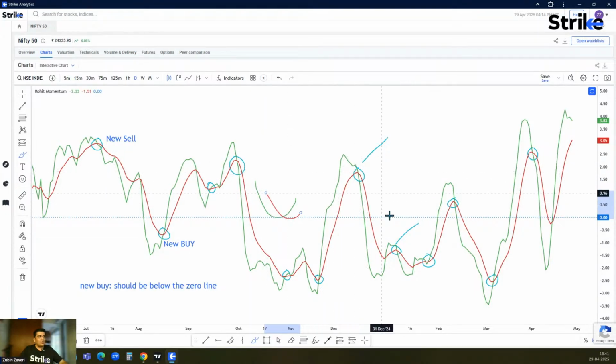Similarly, opposite for the new cell. If the new cell, it should be above the zero line. If a new cell is below the zero line, somewhere over here, it may not be as effective as the ones above the zero line.